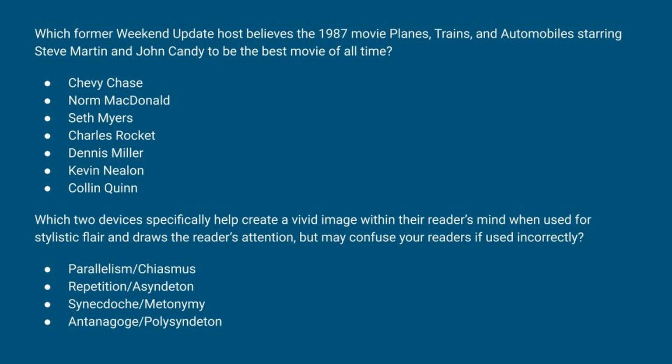If you read the directions, this should be pretty easy. Which two devices specifically help create a vivid image within the reader's mind, are used for stylistic flair and draw the reader's attention, but may confuse readers if used incorrectly? Parallelism and repetition, parallelism and chiasmus, repetition and a syndeton, synecdoche and metonymy, or antenagoge and polysyndeton?